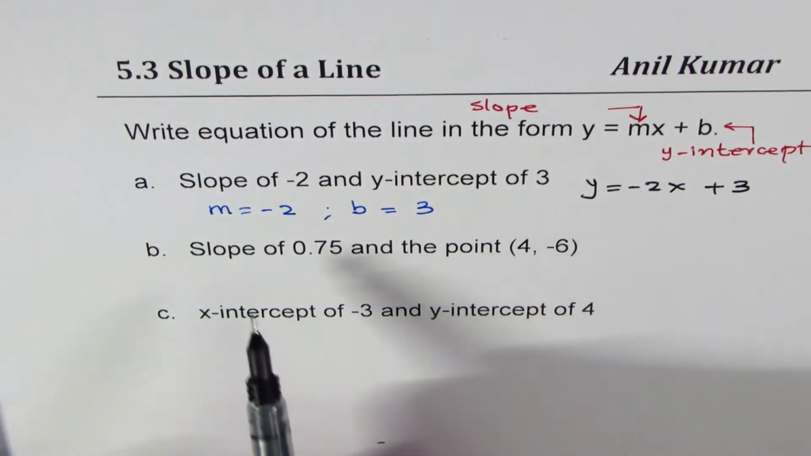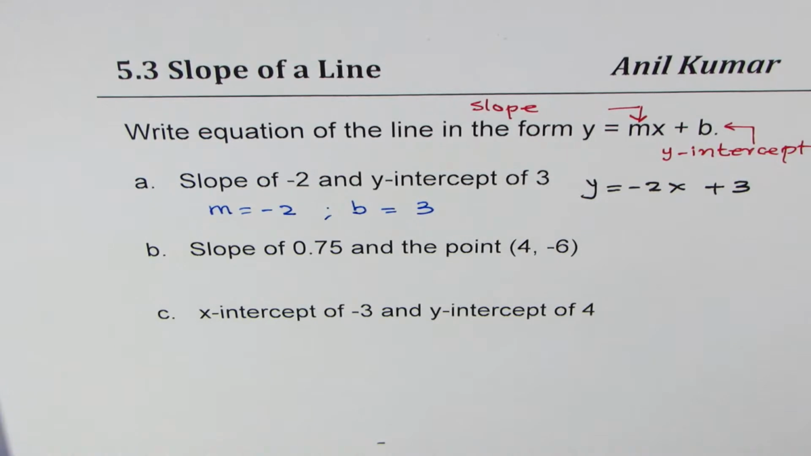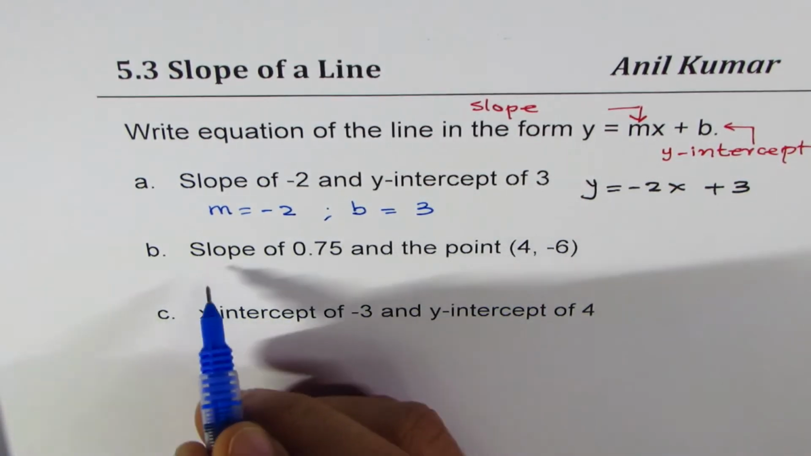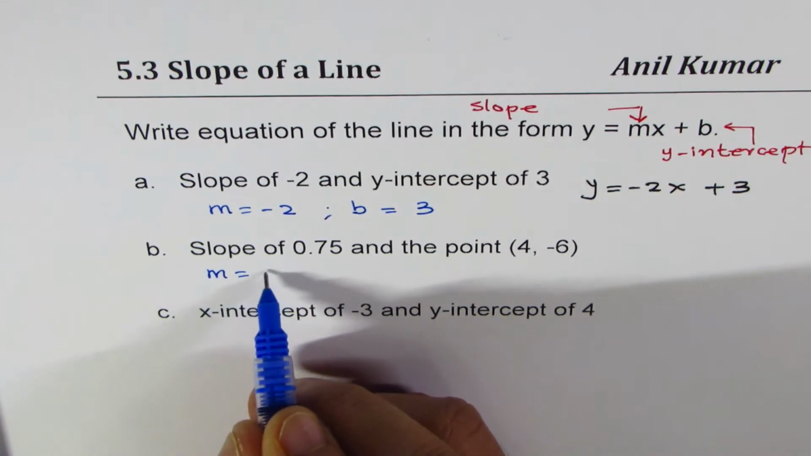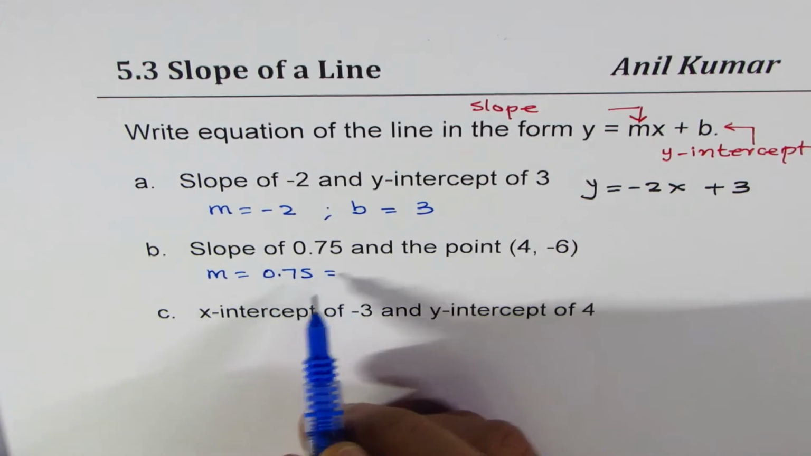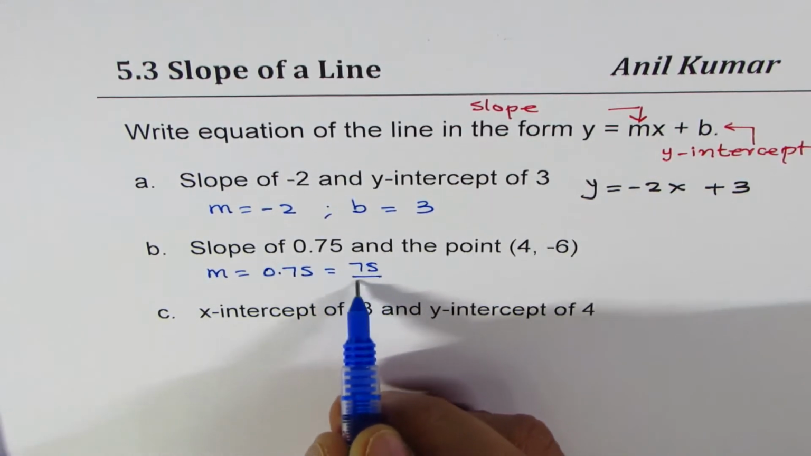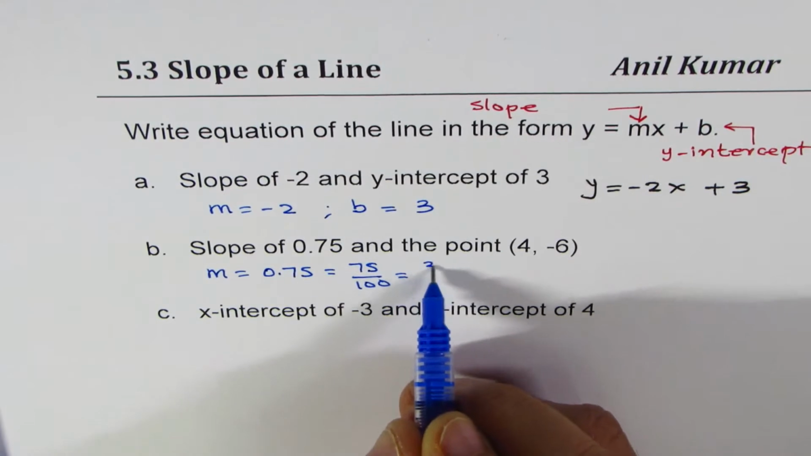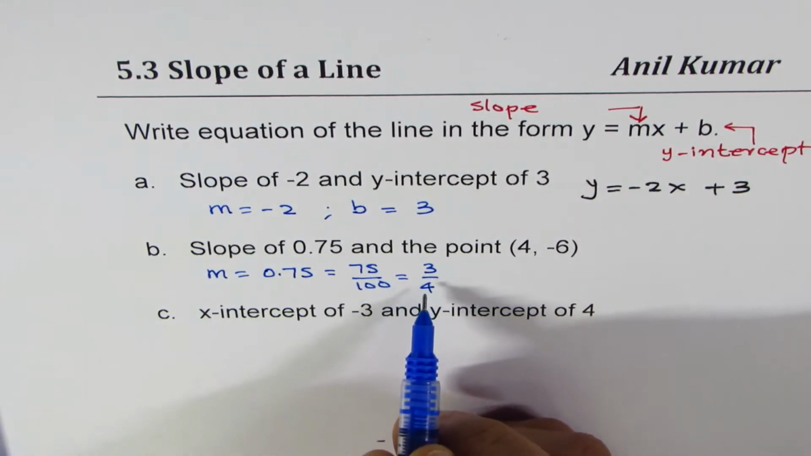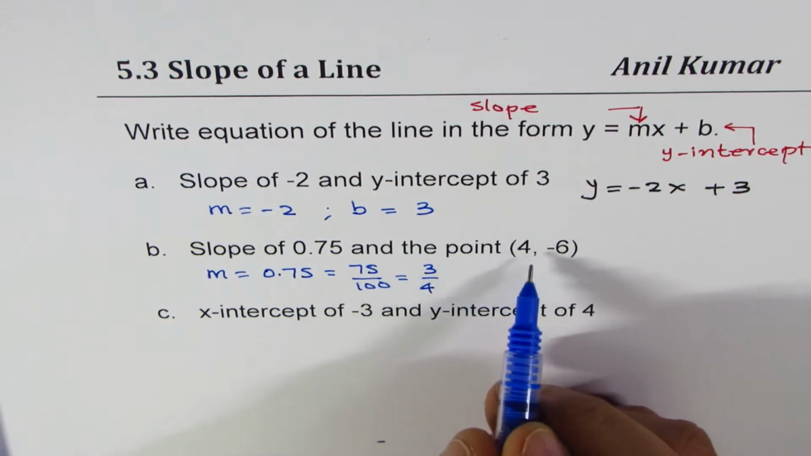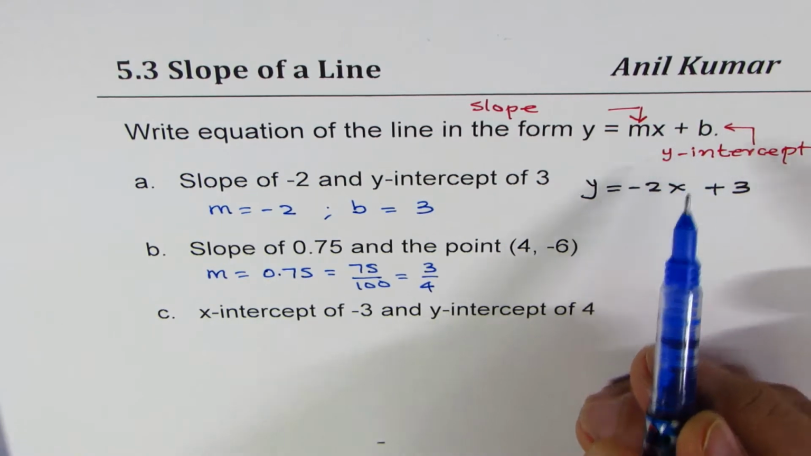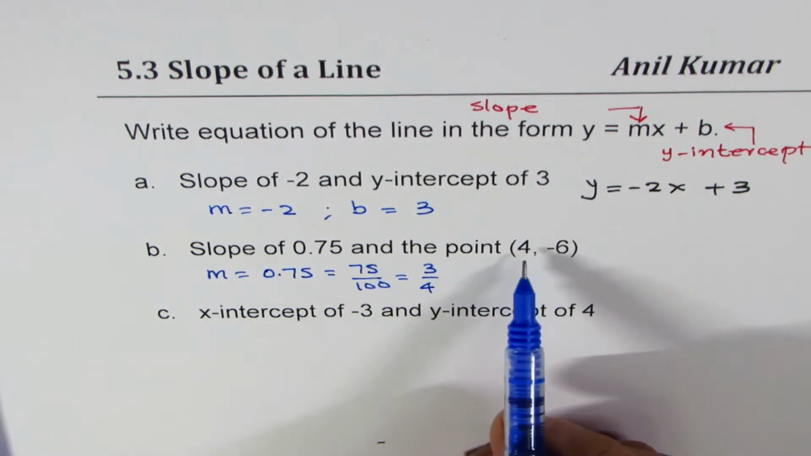The next one here is slope of 0.75 and the point is (4, minus 6). So we have m equals 0.75. You could also write this as 75 over 100, which gives you 3 over 4. So it all depends. You could write in decimals or in fractions. Fractions are normally preferred. Now we are given a point. This time we are not given the direct value of y-intercept. So you have to do some calculations to find it out.